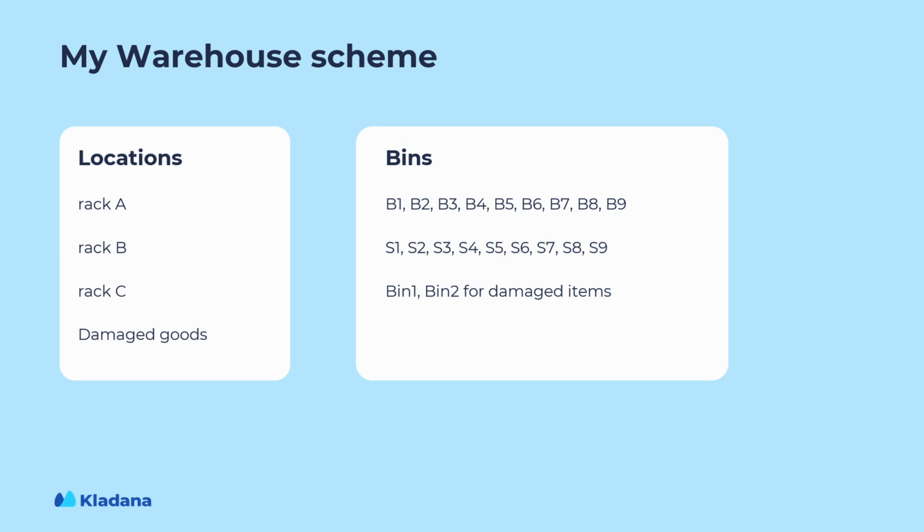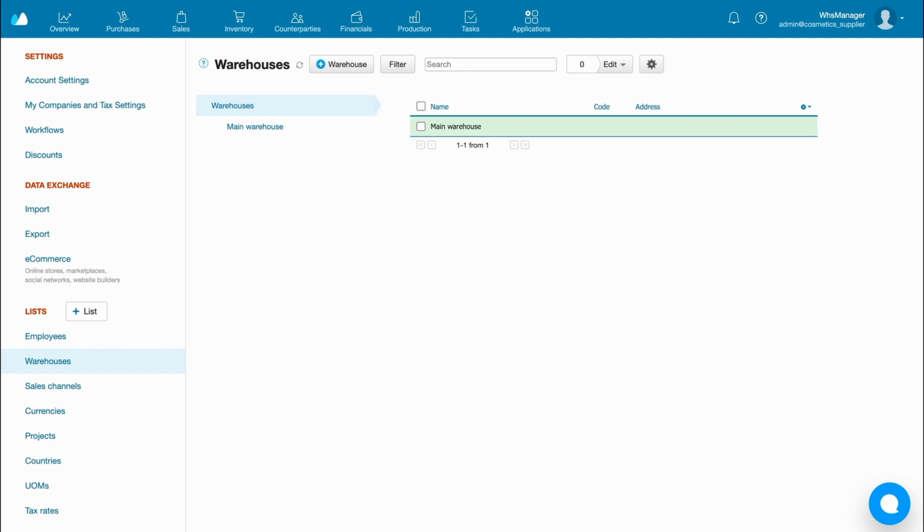Let's assume that I'm a cosmetic seller and use a rather small space to store. My locations are rack A, rack B, and rack C, and damaged goods. Physically, they are racks and some specific zone to store damaged items. My bins are boxes of two sizes, big and small. So I name them B1, B2, B3, and S1, S2, S3, etc. After I have created the warehouse scheme and physically marked all storage bins and locations in my warehouse, I'm ready to start using bin storage in Kladana.